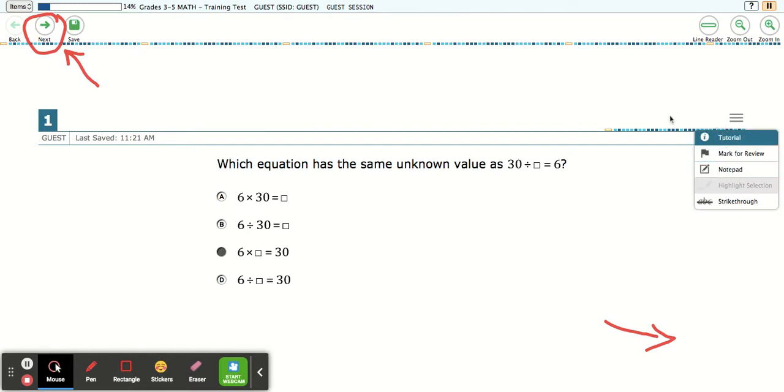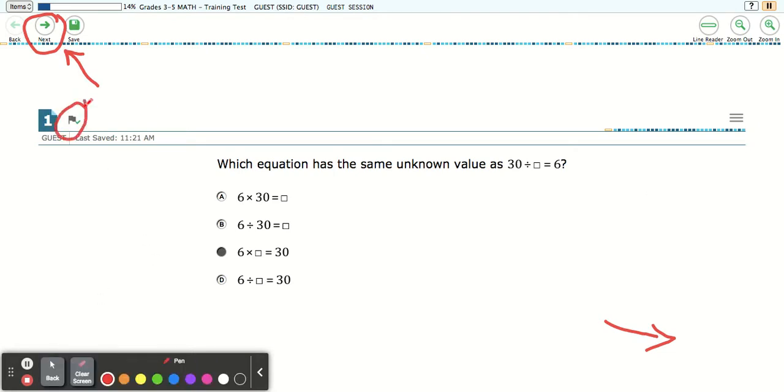If you weren't sure about this question and you want to come back to it later, you can click this little flag where it says mark for review. That will give you a little flag right here. And later on, when you think you're done with the test, it'll say, hey, you marked these questions for review. Do you want to go back and take another look at it? So unlike the diagnostic that you took for iReady this year, you can go back to a previous question and make some changes if you'd like to.